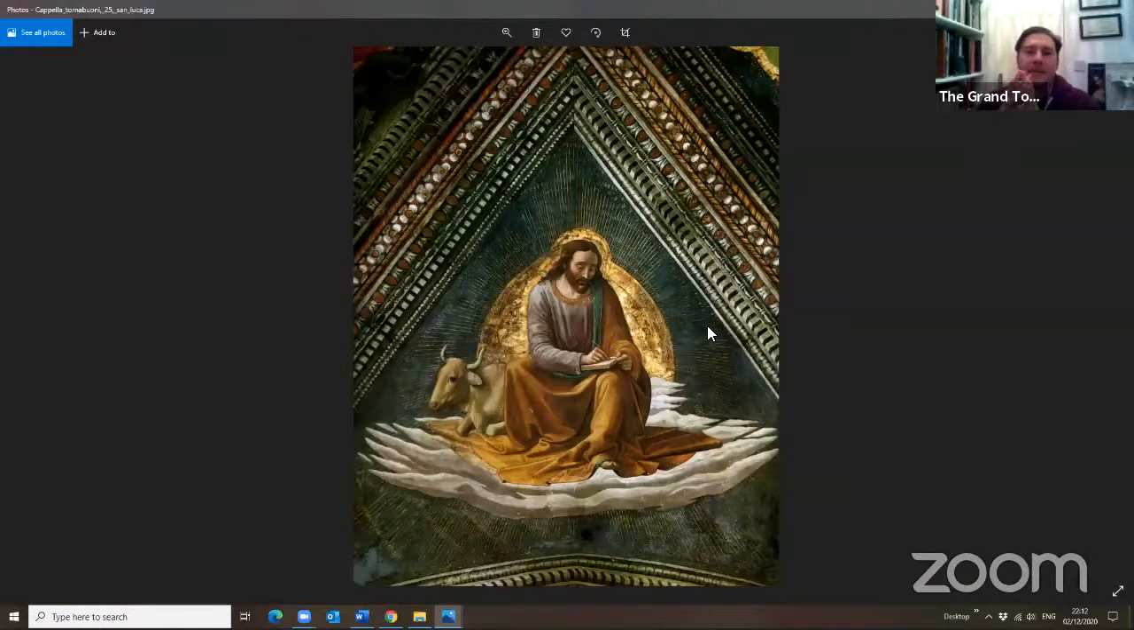This is the ceiling of the Cappella Tornabuoni, painted by Domenico Ghirlandaio, where also a young teenage Michelangelo worked. And I'll be speaking about this chapel in the next coming days.